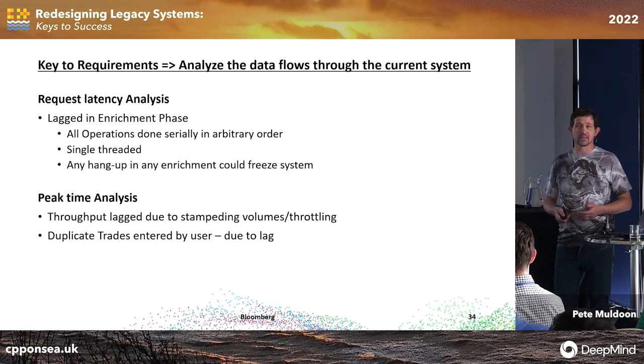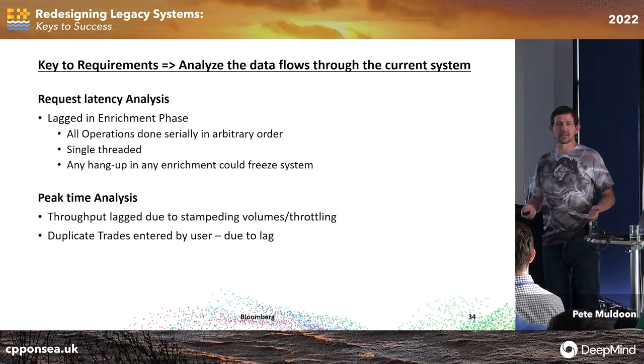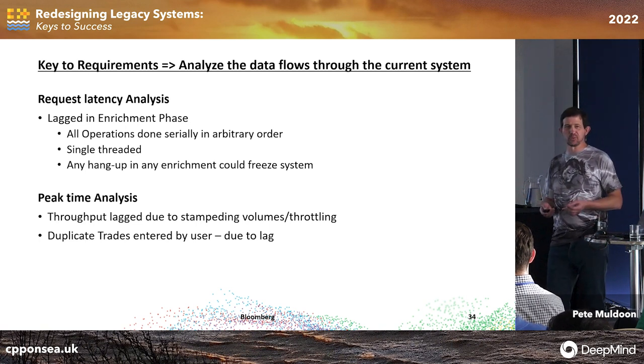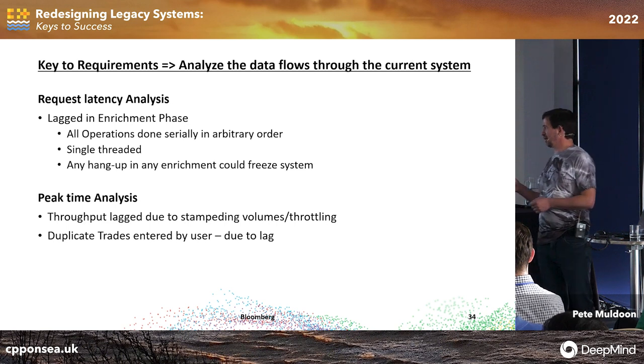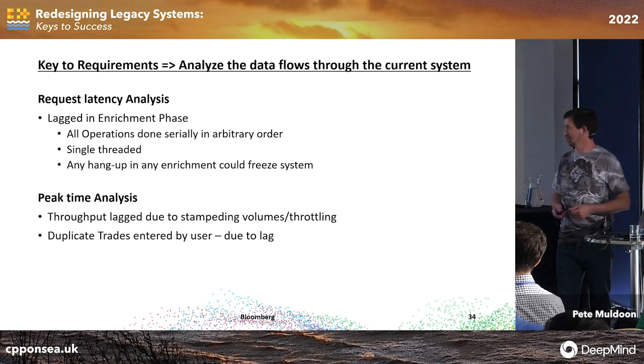I didn't know it was there until I looked at the data. I'm like, what the hell's going on here? How can it be so poor throughput? And I went and looked at the code, and I found throttling in there, right?